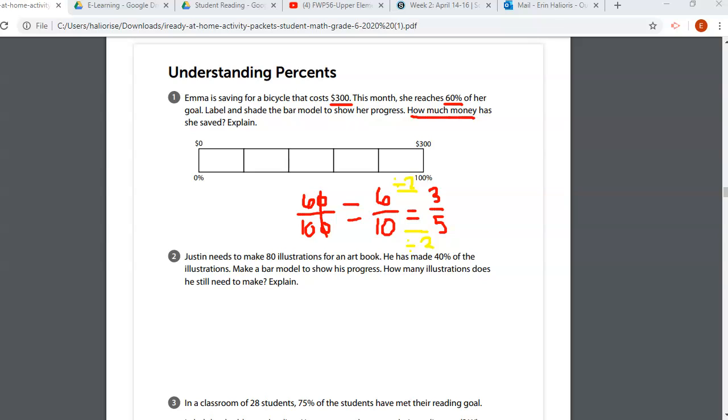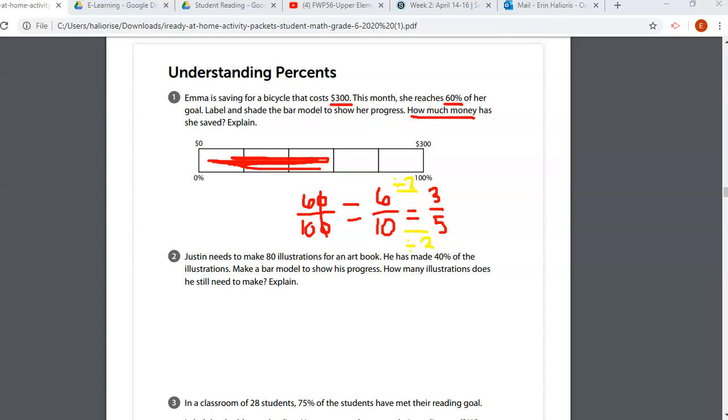So we see that this bar model is cut into 5 equal pieces. 1, 2, 3, 4, 5. So 60% of her goal is equal to 3/5 of this. So 1, 2, 3, that would all be 60%.